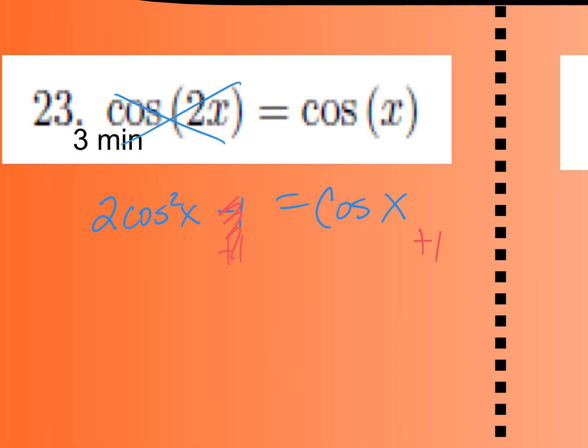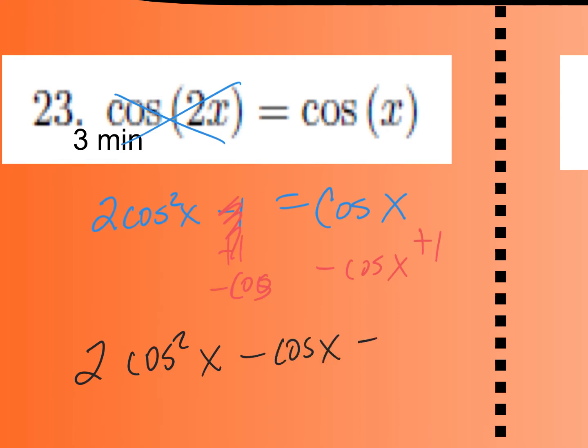Eventually, we could take the cosine over to the other side. Okay, so then if we subtract cosine from both sides, then the cosine is going to go to the other side. And you're not wrong. I'm gonna rewrite it from here. 2 cosine squared x minus cosine x is equal to, we added 1 to both sides, so equals 1.